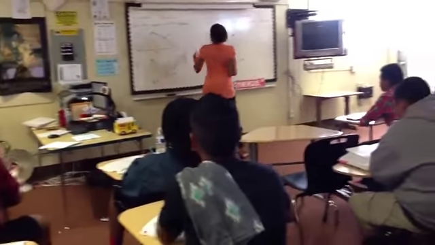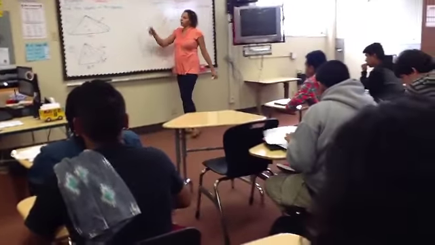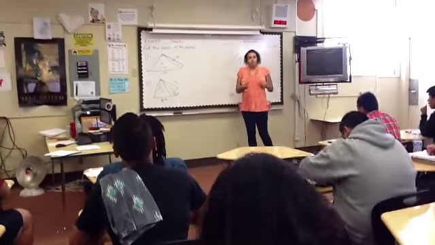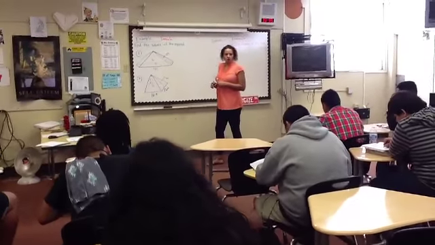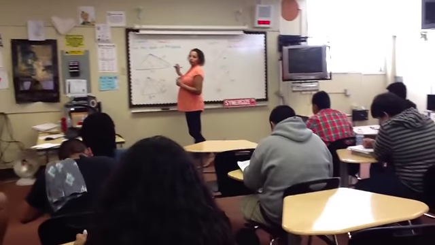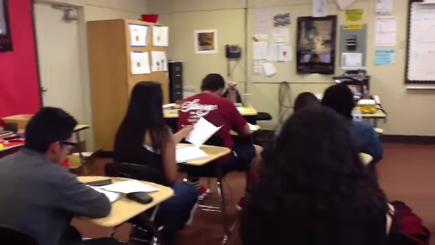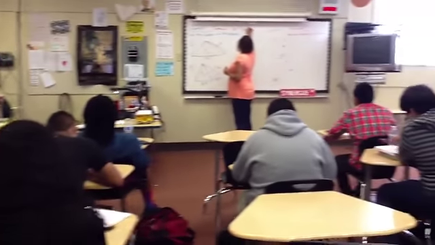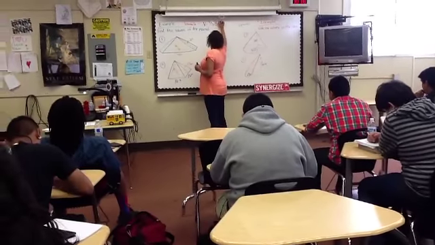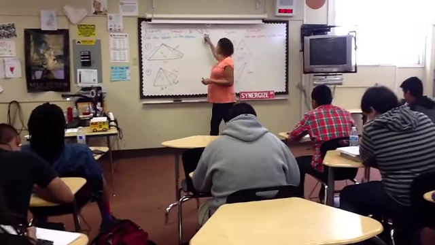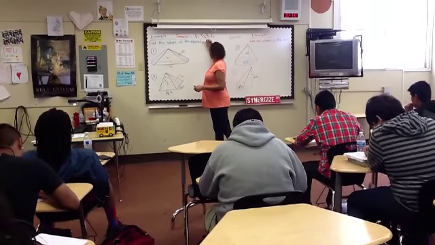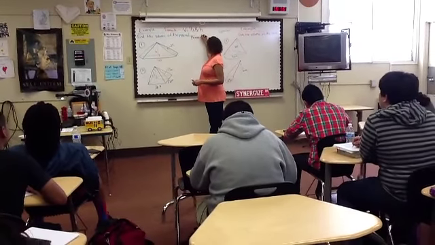Okay, so the first one, we're going to look at our pyramids first. So once again, somebody yell out the formula for a pyramid for me. V equals 1/3 base times height. So remember that big B is actually the area of our base.